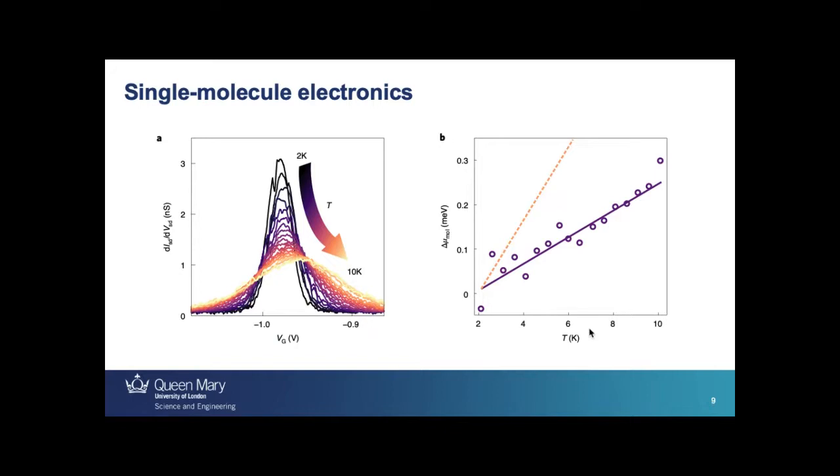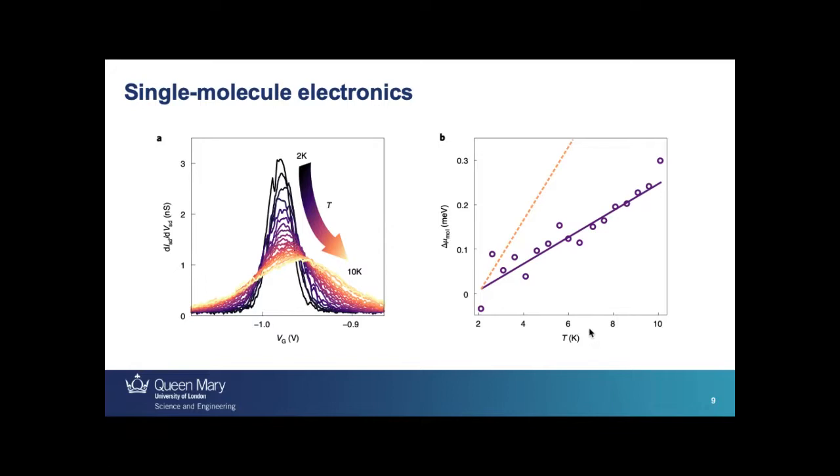But that's not entirely true. Actually, there's a little shift, and that shift depends on the temperature. So what you see here on the left is the conductance as a function of the gate voltage, so as a function of the alignment. And then for different temperatures, starting at 2 Kelvin, going up all the way to 10 Kelvin. And what you see is that that peak is shifting a little bit.